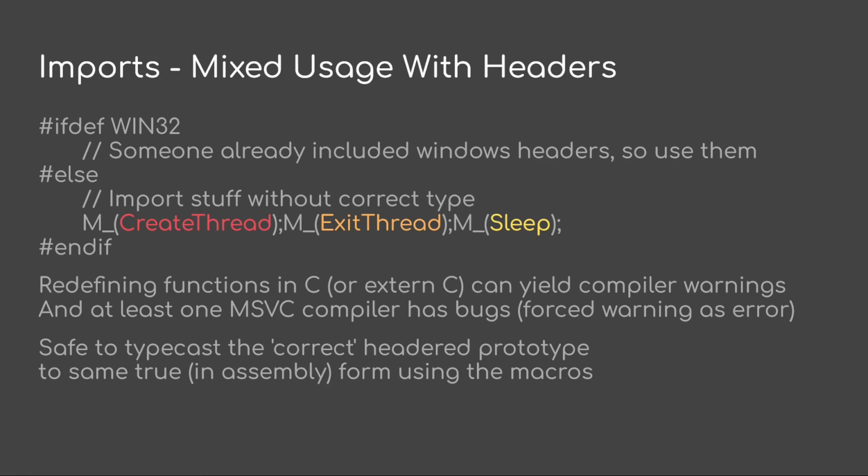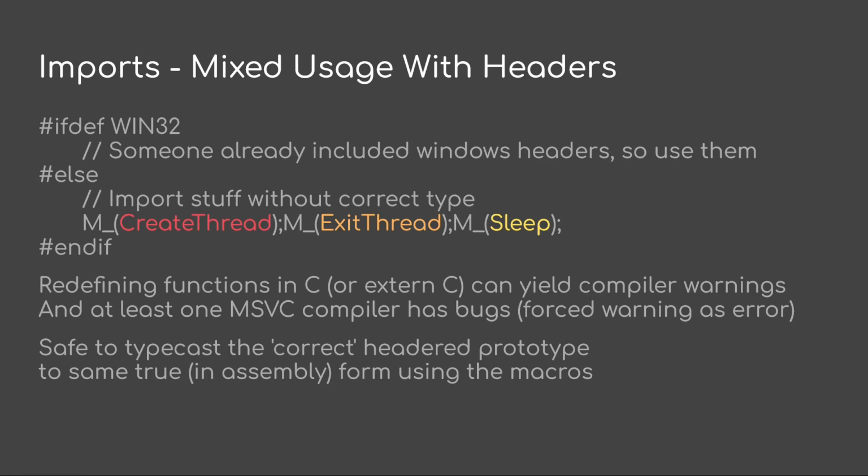Then you have a potential problem, at least in MSVC, where the compiler has some bugs. Specifically, you'll get a warning that a symbol has been redefined, and if you try to use the make-it-a-warning-instead-of-an-error feature, that typically is broken, at least in the version of MSVC I used last. Therefore, the workaround is if Win32 is already defined, then skip all these m underscore macros to do the import.